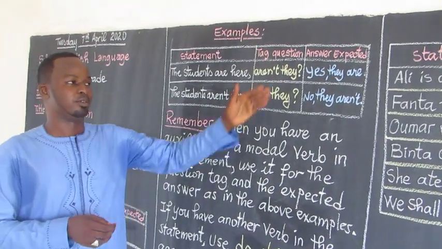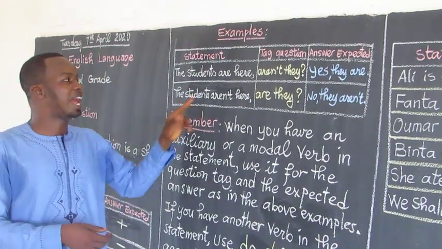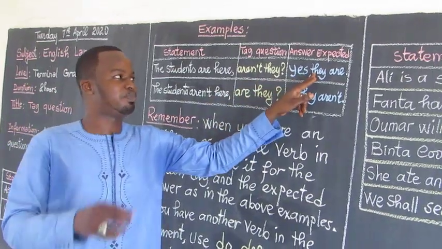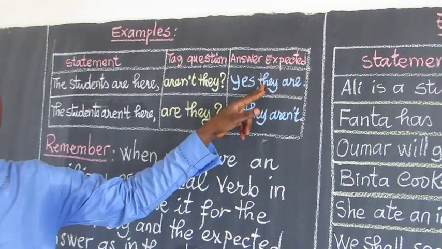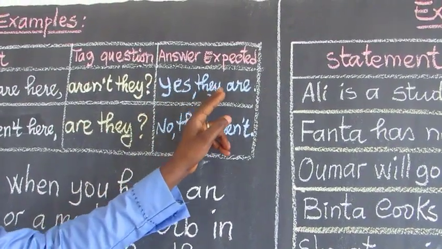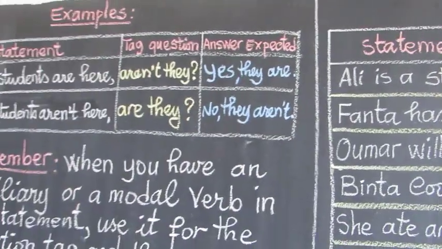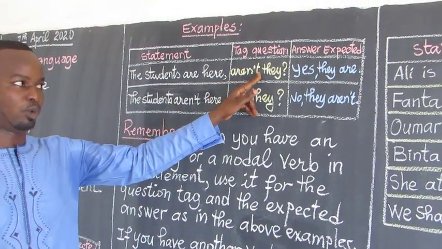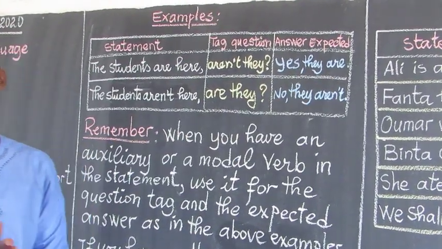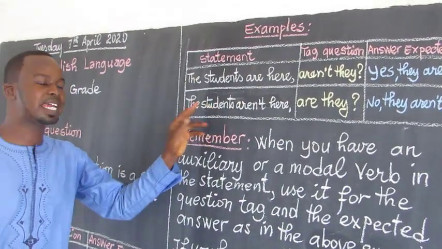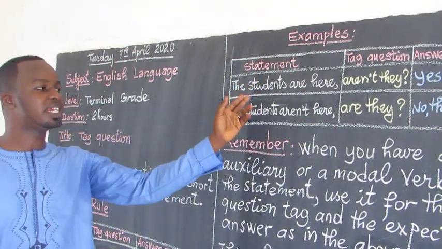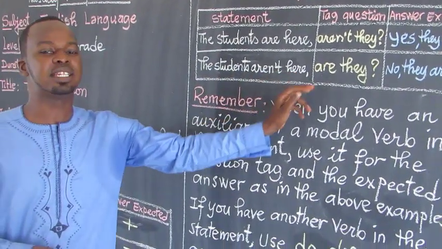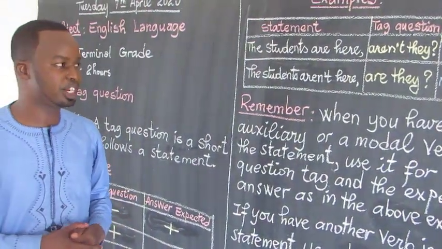So, as we have an affirmative statement, we expect to have an affirmative answer, like here: yes, they are. When we hear yes, it means that we have an affirmative answer. So, the question and the answer are very short. In the second case, we have the same sentence but the negative one. The students aren't here is a negative statement.